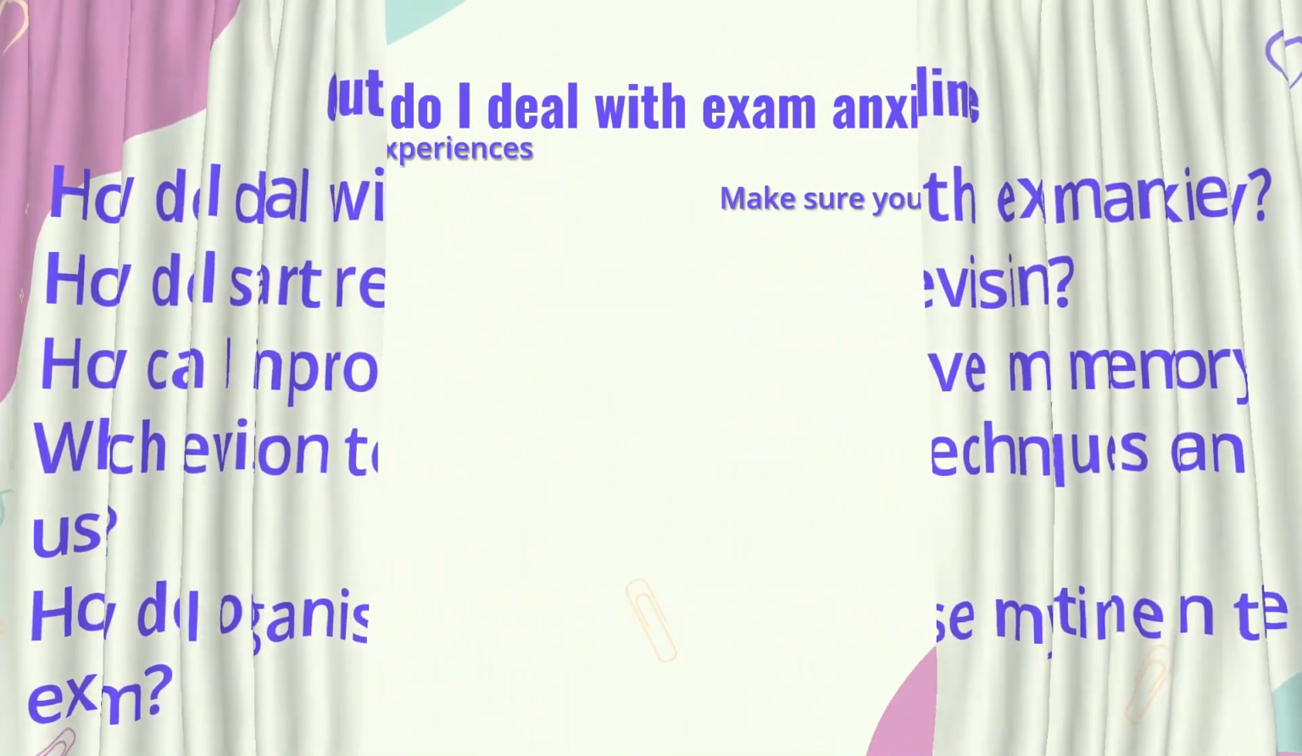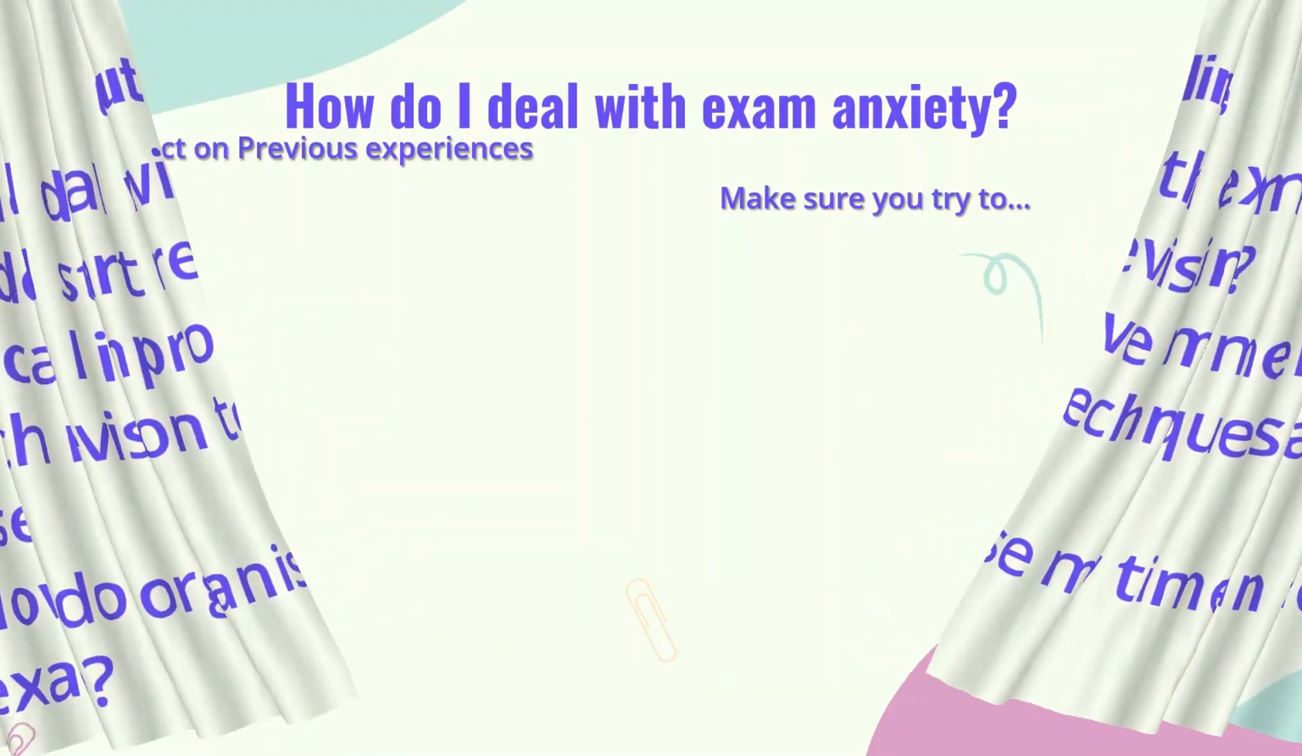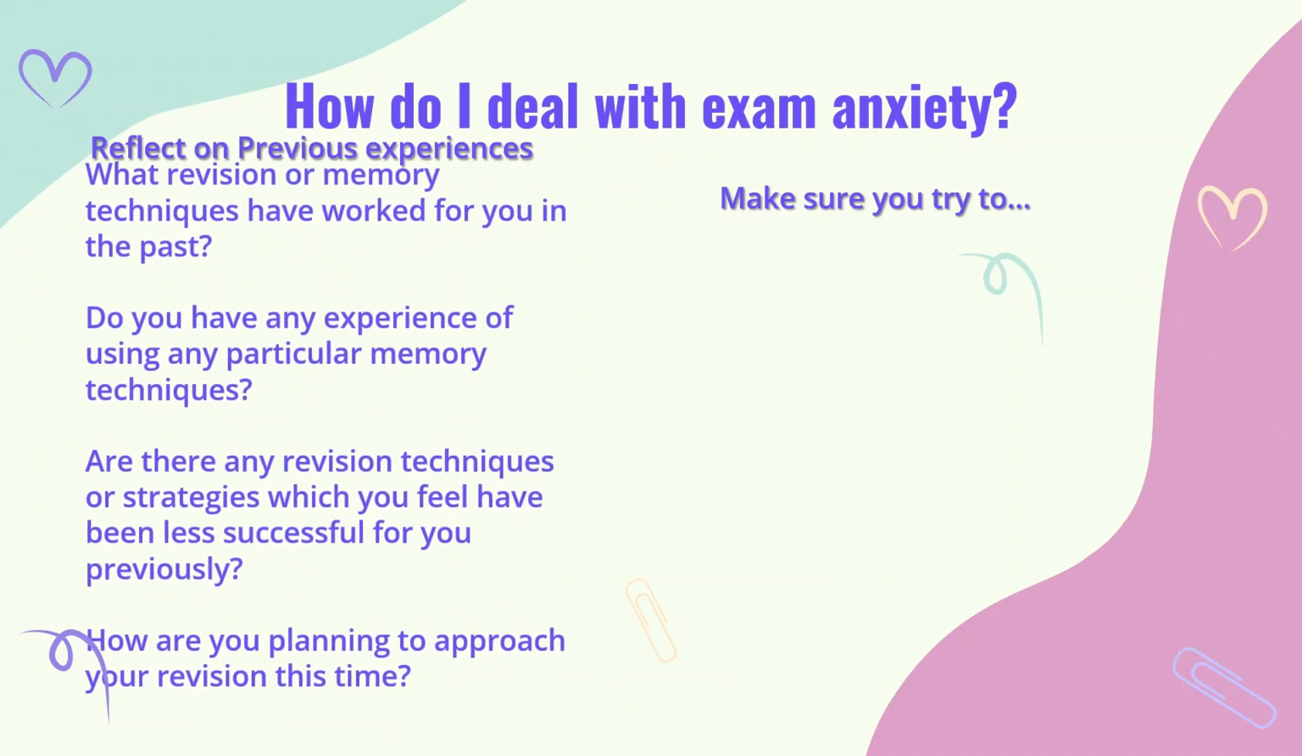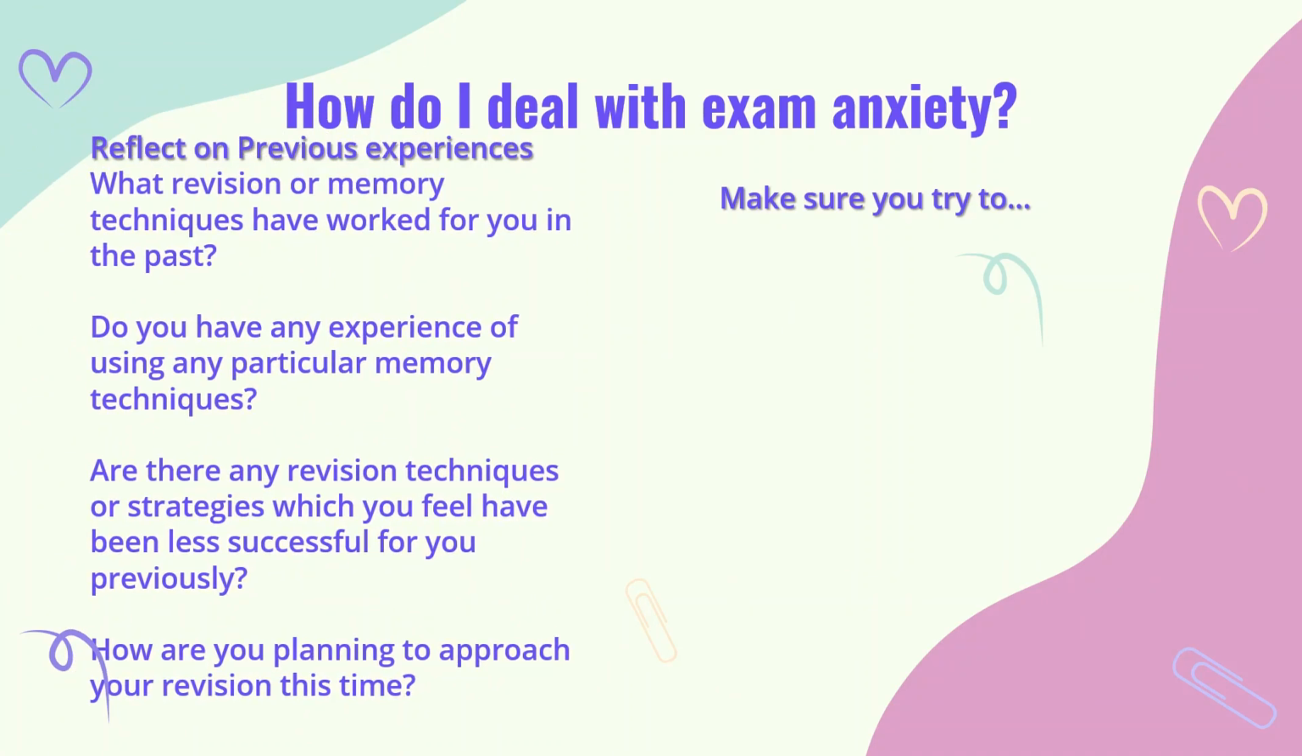And so now we're going to get started with the first question, and this is how to deal with your anxiety. The first thing is that obviously you need to reflect on your previous experiences. Why is this? If you ask yourself these questions: what revision or memory techniques have worked for you in the past? What works for you and what doesn't work for you? Do you have any experience of using any particular memory techniques? Are there any revision techniques or strategies which you feel have been less successful for you previously? And how are you planning to approach your revision this time? This should improve your way of revising and also preparing for your final exam.